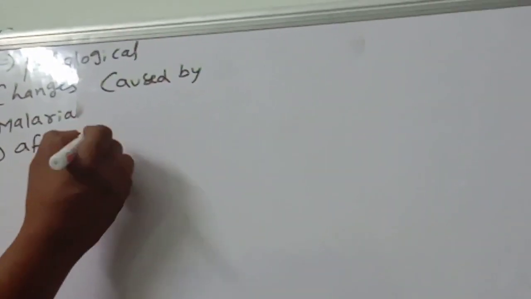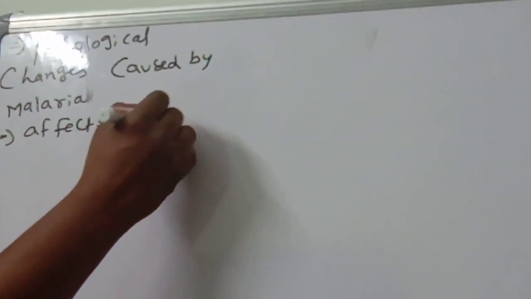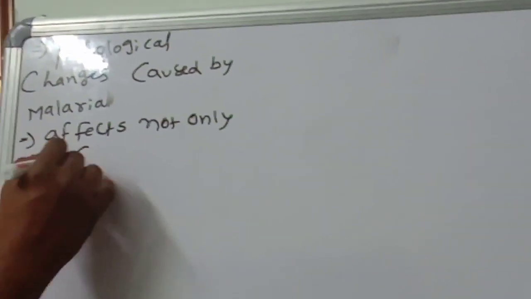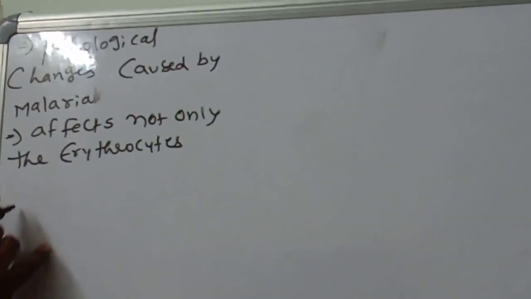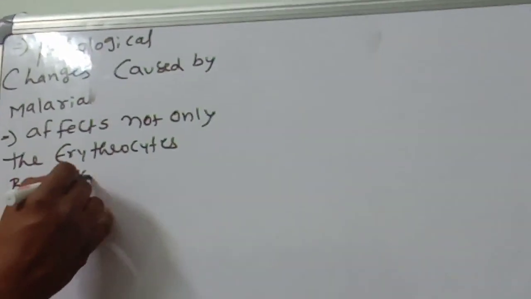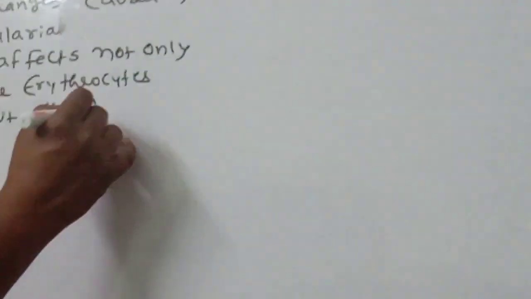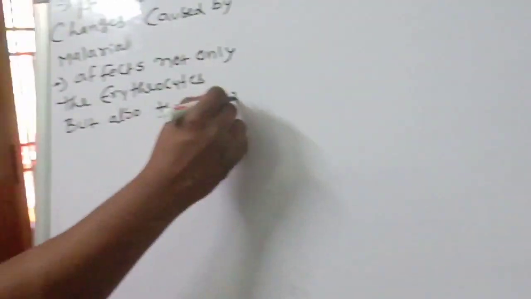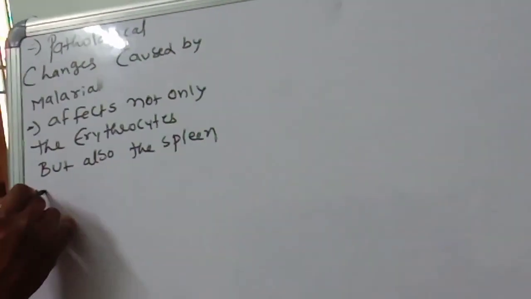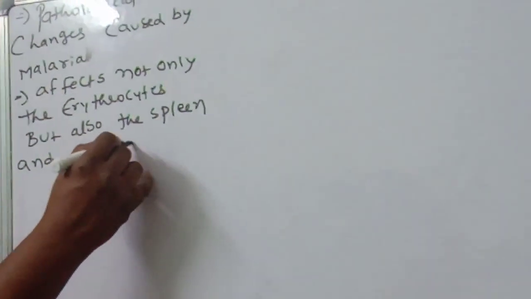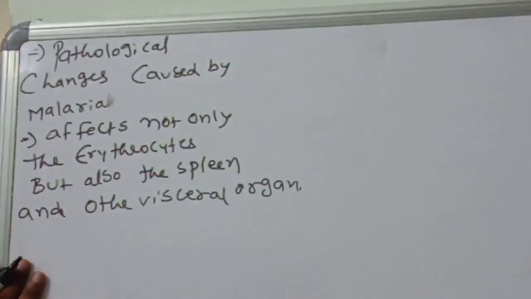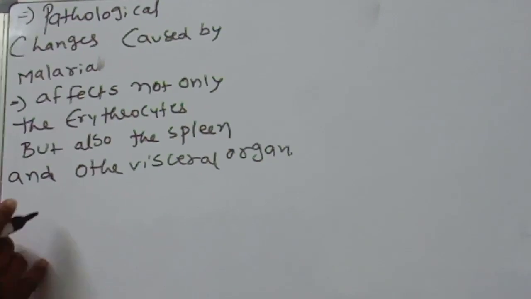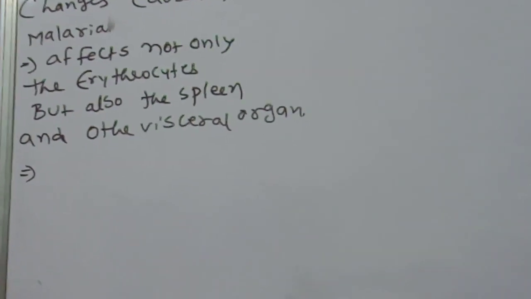This malaria affects not only the erythrocytes, but also the spleen and other visceral organs. So what will happen? The pathological, meaning harmful, changes will take place in the visceral organs.